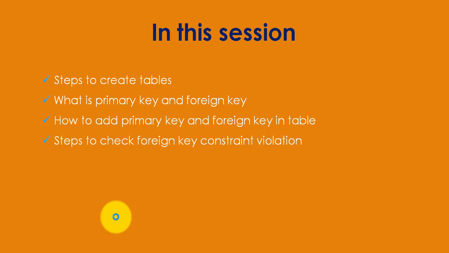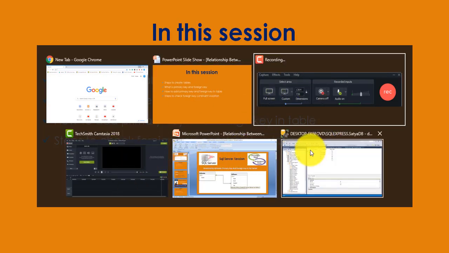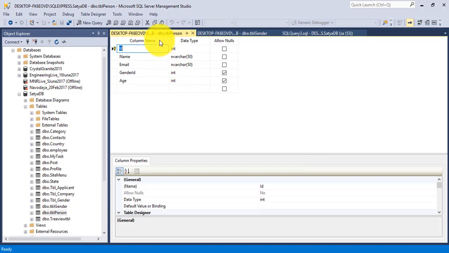I have already created two tables, and I'll show you and describe the table definitions. Go to SQL Server. The first table I have created is tblPerson. In this table I have added five columns: ID, name, email, gender ID and age. The data type for ID is int, nvarchar for name, nvarchar(50) for email, and gender ID is int, and age is int.